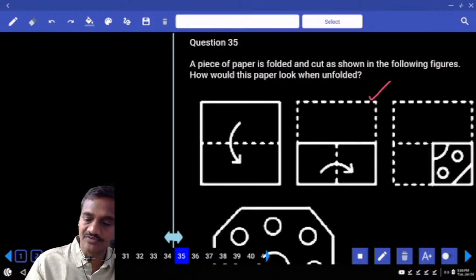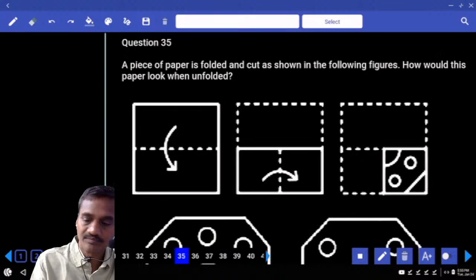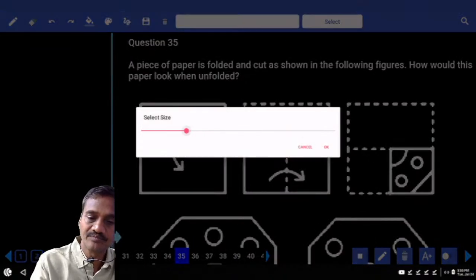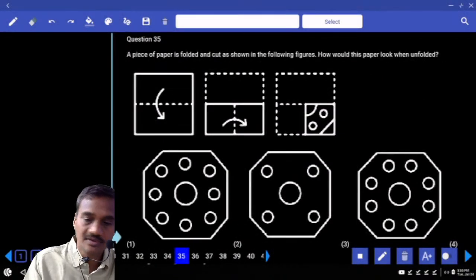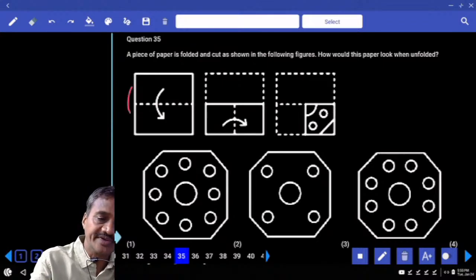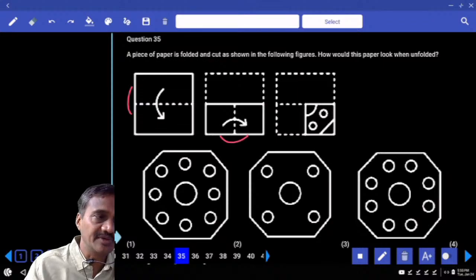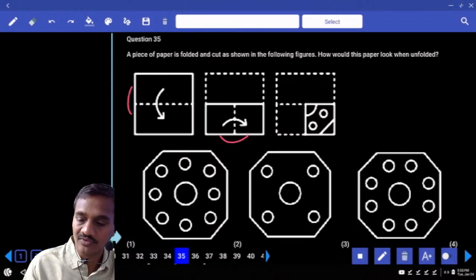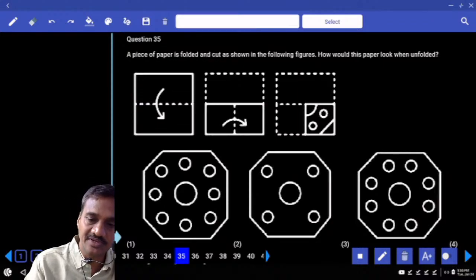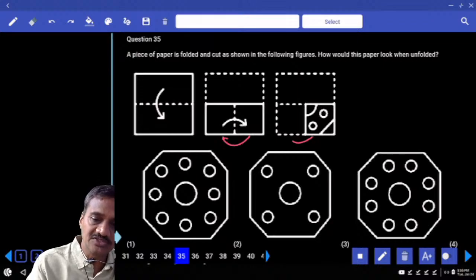Then coming to this 35 here, figure folding and cutting. Now in this, what happened? First, it is folded vertically, then it has been folded horizontally. While unfolding, how should we do it? It must come in reverse. Hence this element must be there.